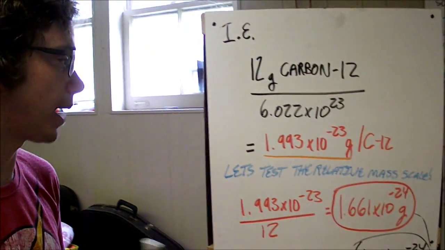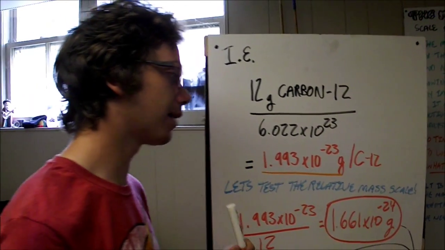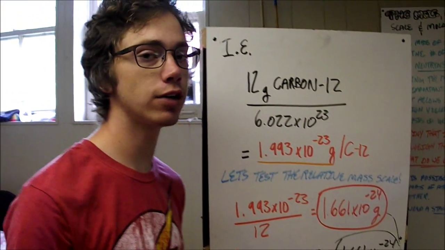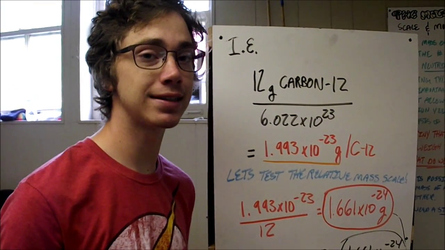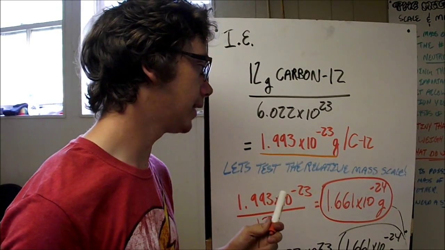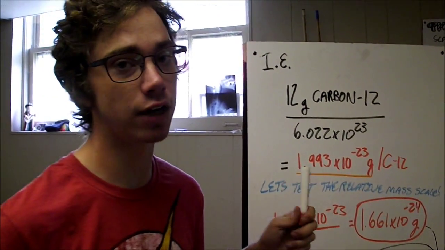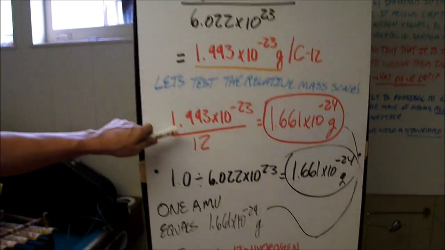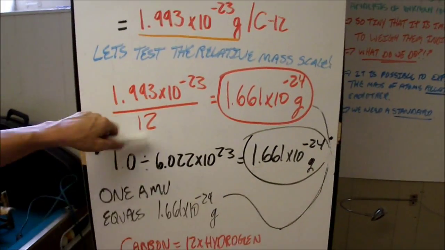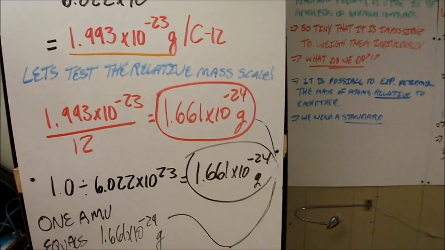So let's test the relative mass scale. We know carbon-12 is the 12th massive atom on the periodic table, and we know that hydrogen is the first. So hydrogen is exactly 1/12 the mass of carbon. So let's test it out. We should be able to divide carbon's mass by 12 and get the mass of hydrogen, which is also equal to 1 AMU. So let's divide by 12. 1.993 times 10 to the negative 23 divided by 12 equals 1.661 times 10 to the negative 24 grams.